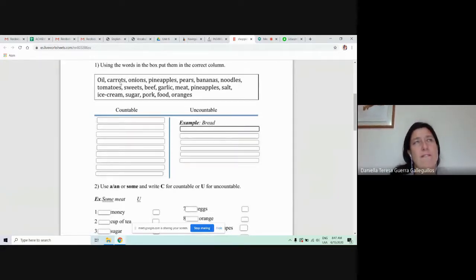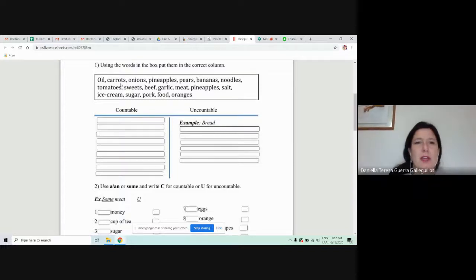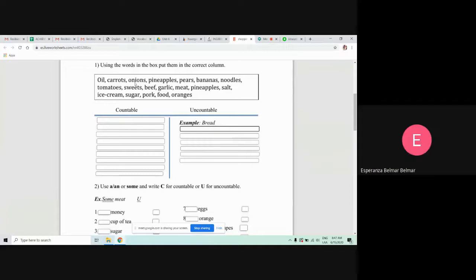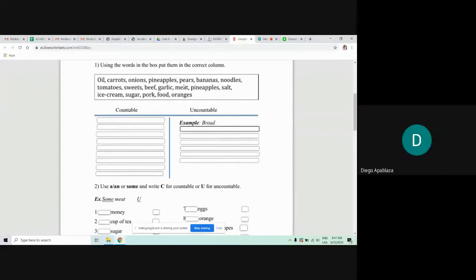Carrots. Esperanza, carrots. Countable. Contable. Yes. Onions. Contable. Exactly. Ahora el compañero, pineapples. Countable. Countables, pears. Cualquiera de los dos. Pears. Pears and bananas are countable.